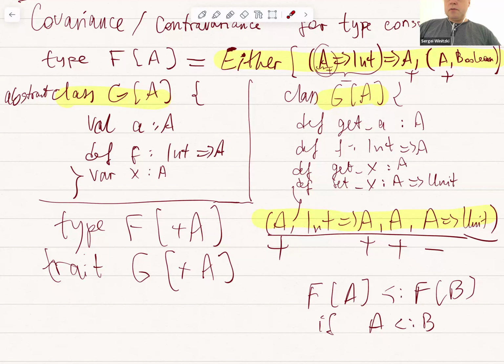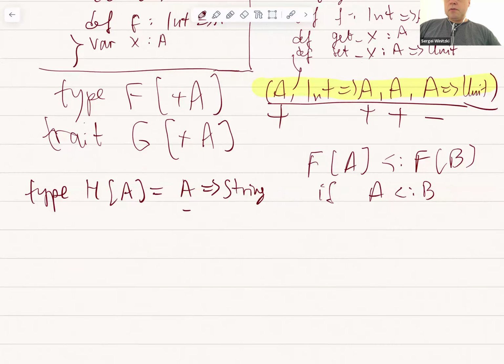Unless the type parameter is always in the positive position, your type constructor is not covariant. Unless it's always in the negative position, it is not contravariant. So an example of a negative position would be type H of A is A to string. So something like this. Now this A has a negative position because it's behind a single function arrow. And then this H is contravariant. If you want to activate subtyping for it, you would put a minus in here, but you don't have to. It will still be contravariant. So now, what does it mean that it is covariant and contravariant?